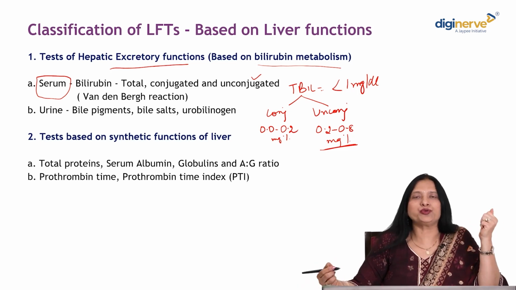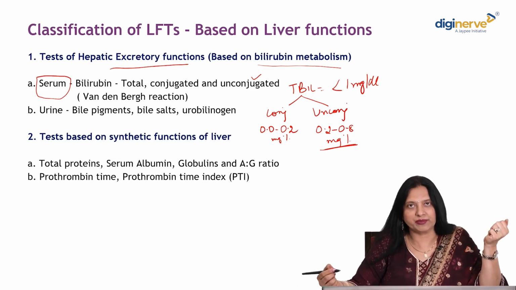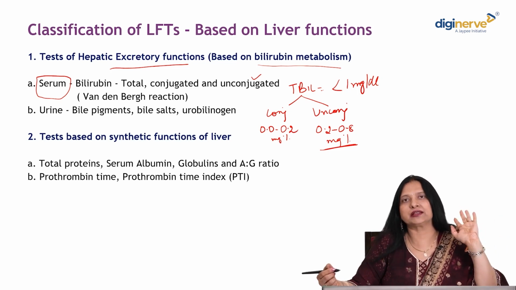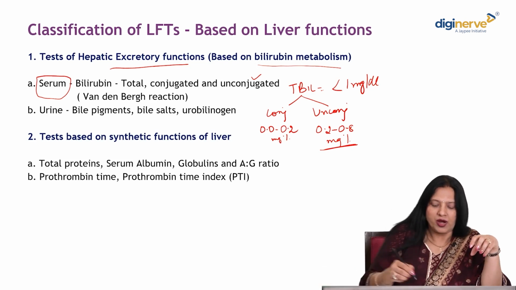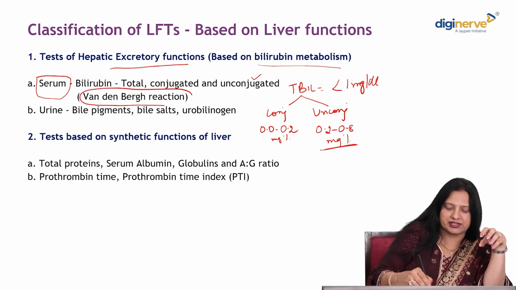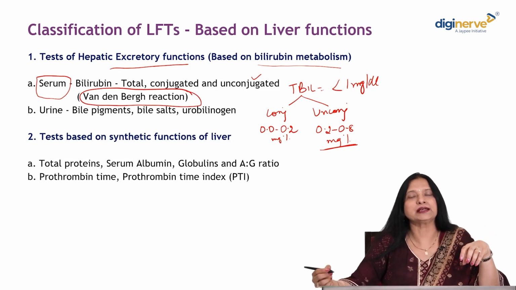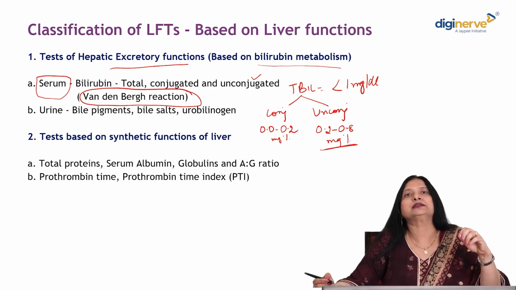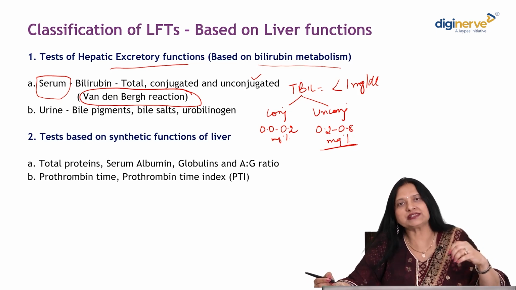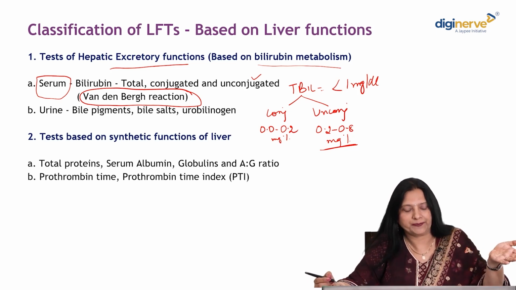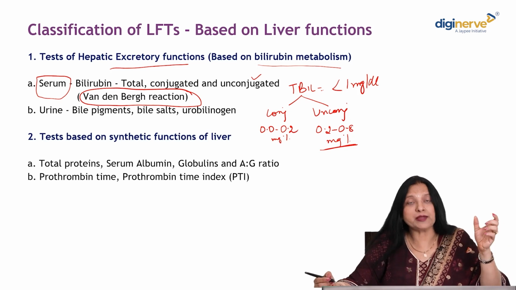Now let us see how we estimate this serum bilirubin. Again, you must have done this exercise in your practicals. This estimation is based on Van den Bergh's reaction. Diazotized sulfanilic acid reacts with bilirubin to form a purple colored compound, azobilirubin, which is then measured spectrophotometrically. So that is the principle.